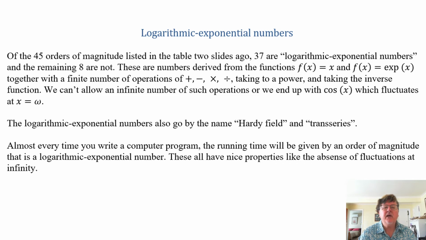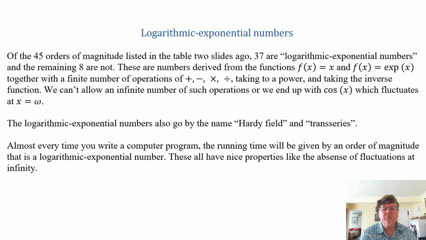We can't allow an infinite number of such operations, or we end up with cos of x, which fluctuates at infinity. So we're only allowing a finite number of operations. The logarithmic exponential numbers also go by the name Hardy field and transseries. There are subtle differences between these, but they're not important for this particular presentation.